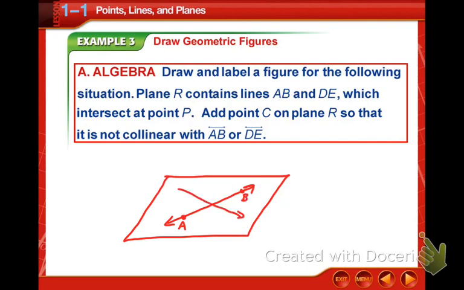And then here's our other line, DE. And they intersect at point P. This is plane R, by the way. We've got to make sure to label our plane too. And the last bit says that there's a point C that's not collinear with line AB or DE, so that's just somewhere off to the side. Anywhere over here, that's point C. So there's our plane.